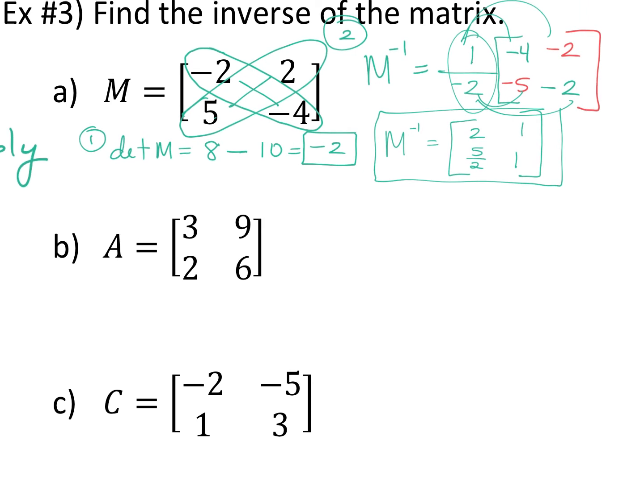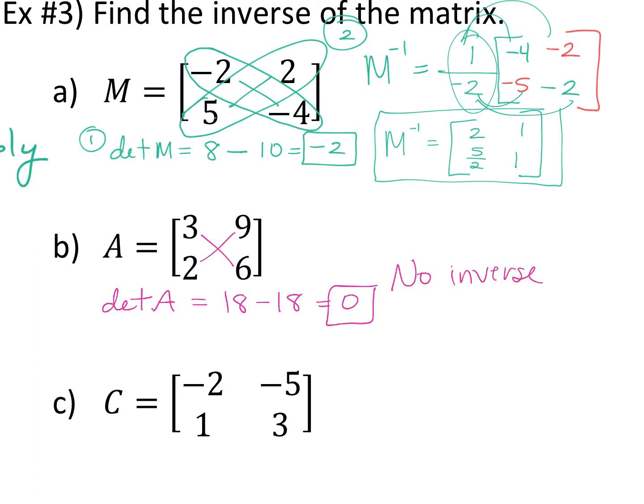Okay, letter B. What do you do first? Find the determinant. So the determinant of A here is what? 3 times 6, so 18, minus 9 times 2, which is 18, which is 0. What does that mean? It means you're done, right? If you get a 0, there is no inverse, and therefore you cannot find the inverse because there isn't one. So when you get 0 on these problems, everyone goes, yay, because you don't have to do any work. So we would say the inverse does not exist. Or you can just say no inverse is fine.